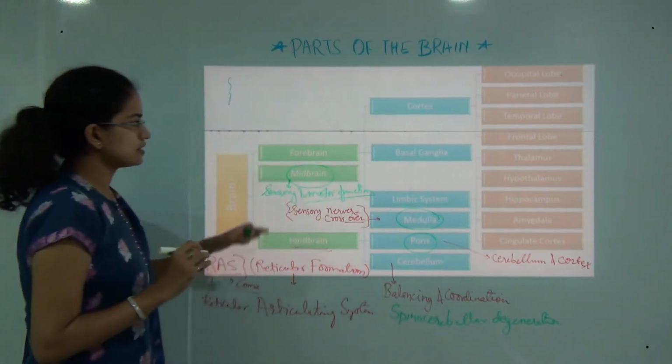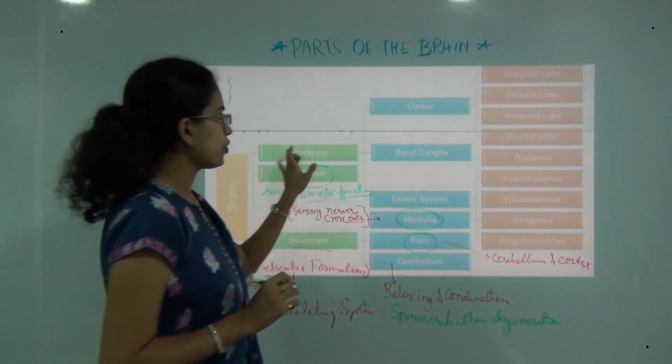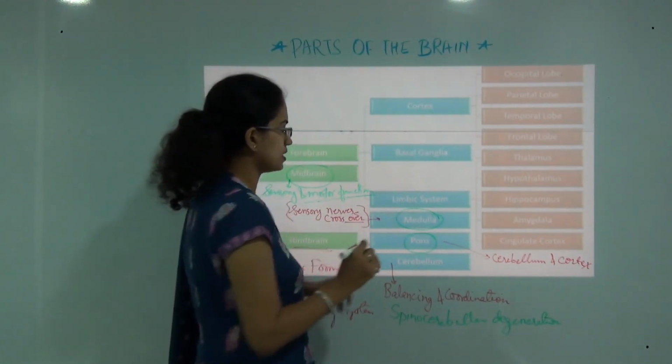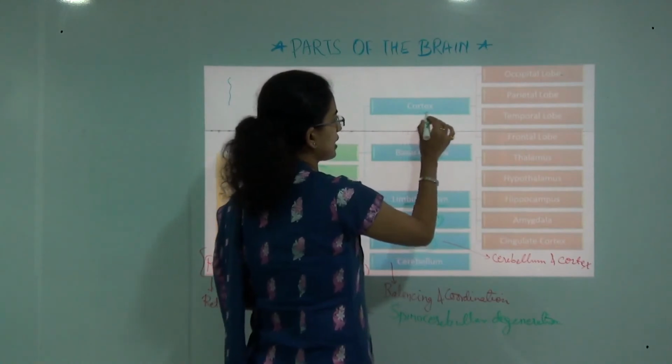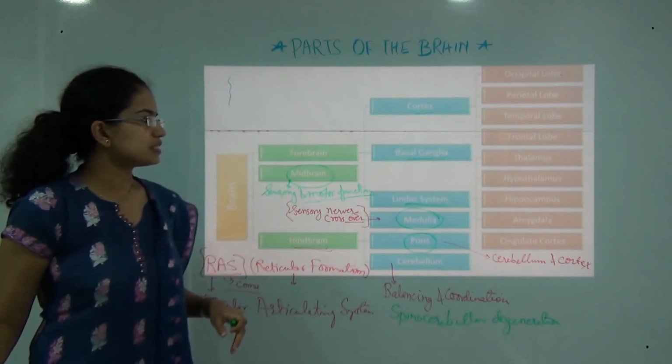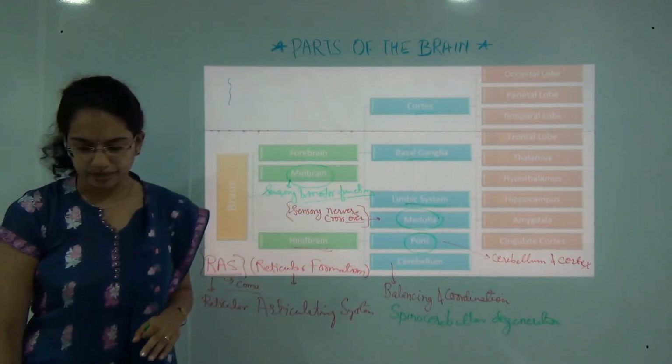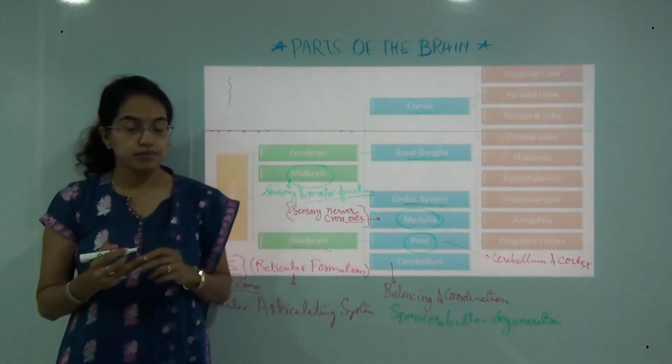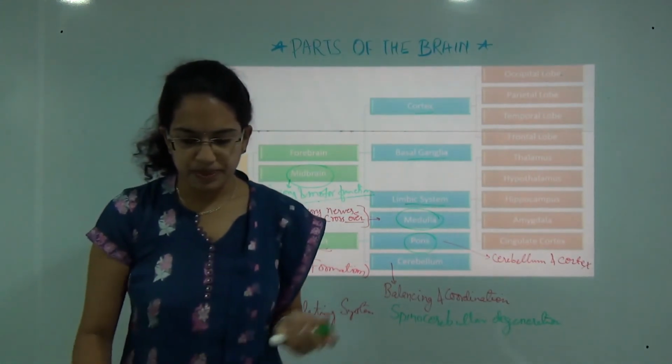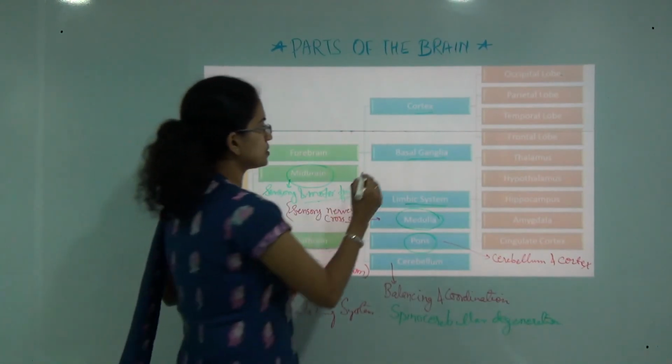Okay. Now let's move on to forebrain. Forebrain is classified into three parts: limbic system, basal ganglia and cortex. So let's first discuss basal ganglia. So basal ganglia majorly deals with retrieval of procedural memory.